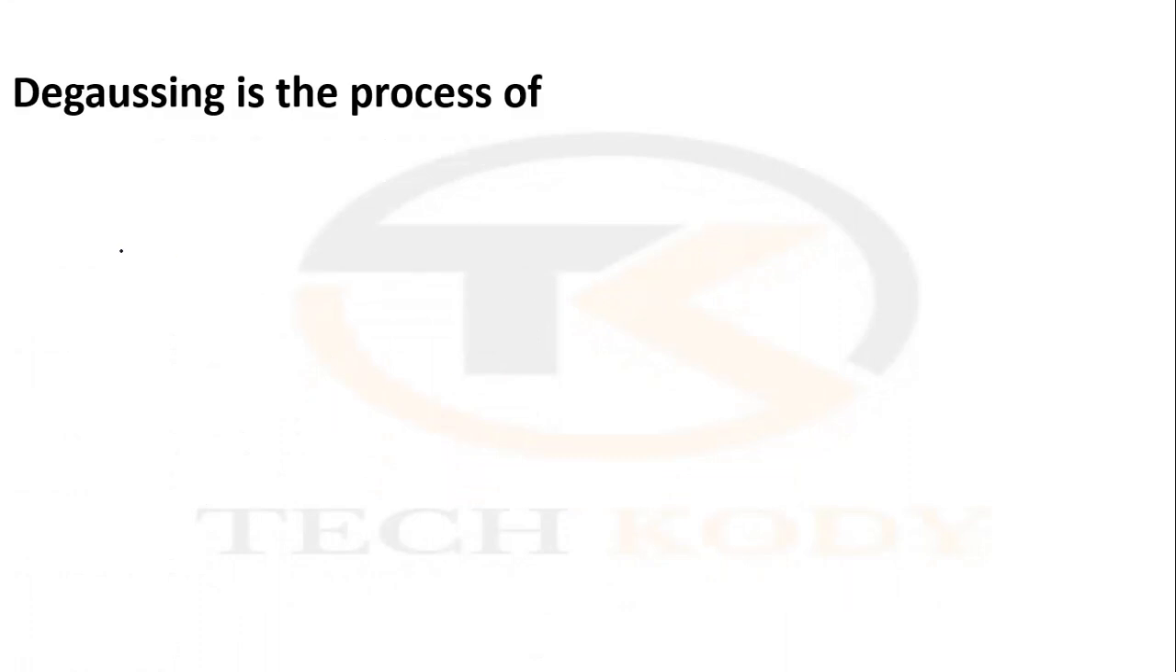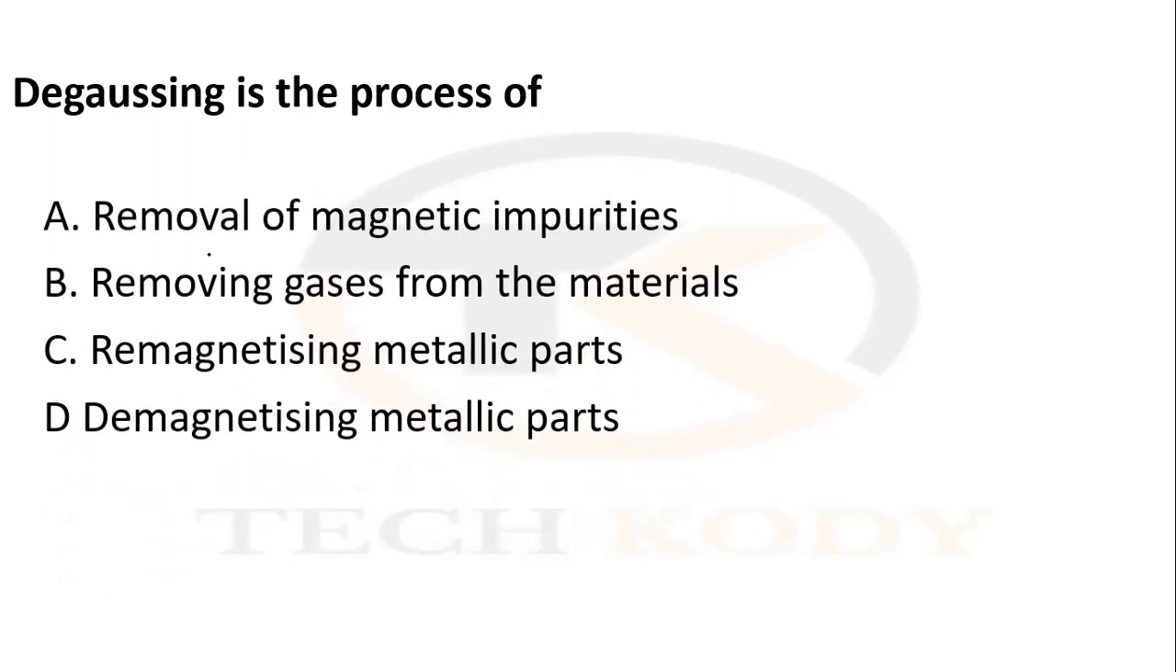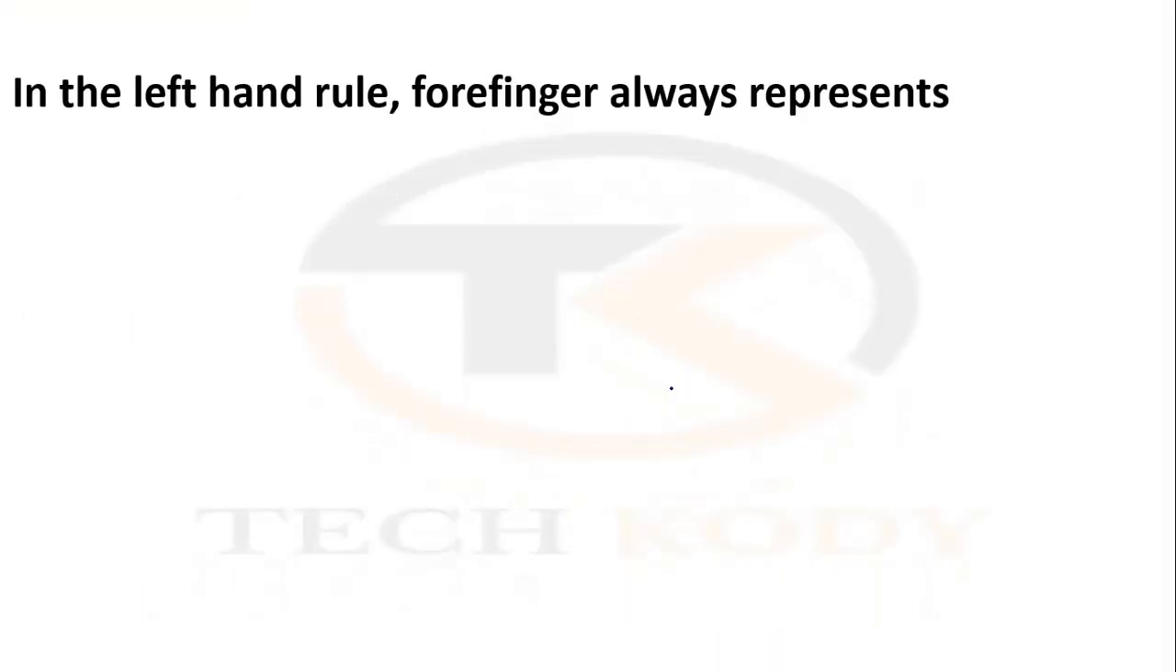Here you can see that degassing is a process of removal of magnetic impurities, removal of gases from the material, remagnetizing metallic parts, or demagnetizing the metal parts. Here the process is demagnetizing the metal parts.